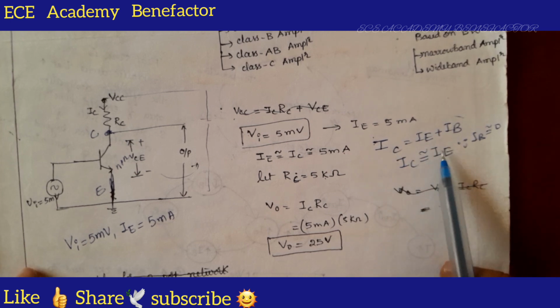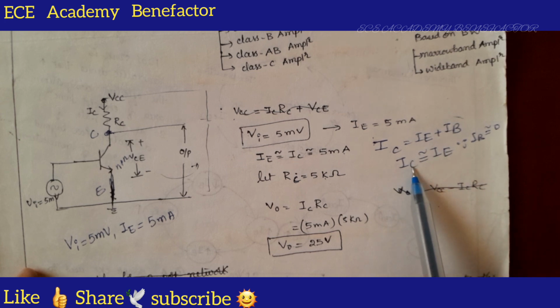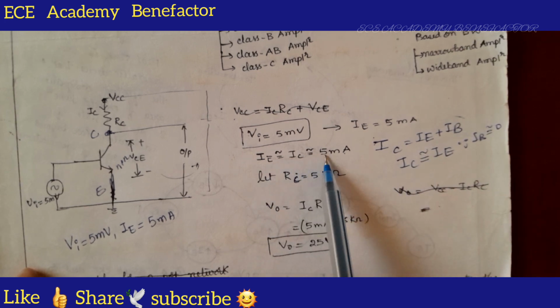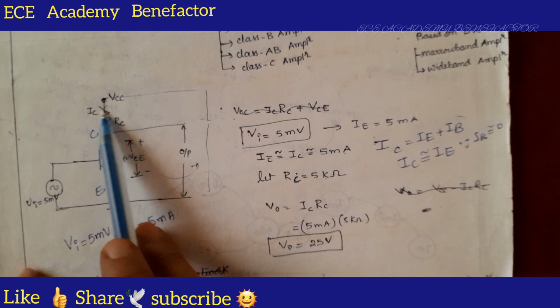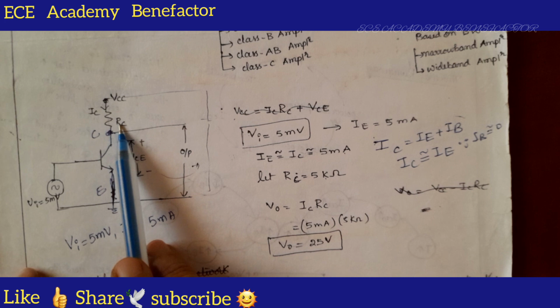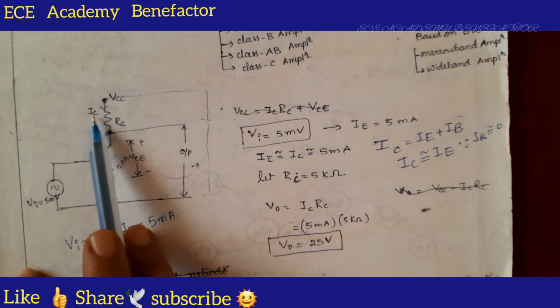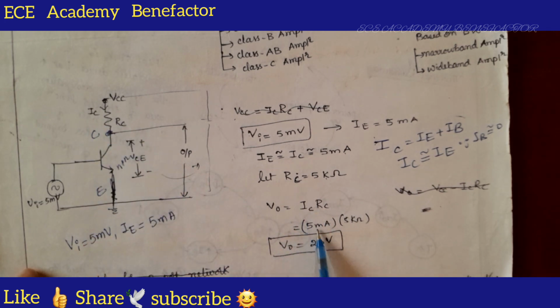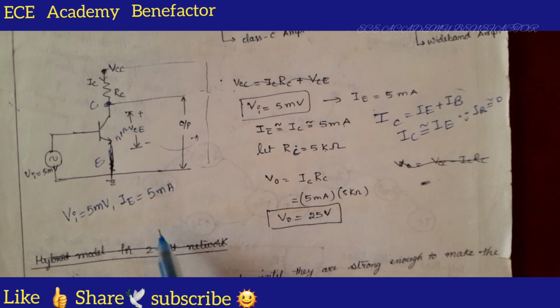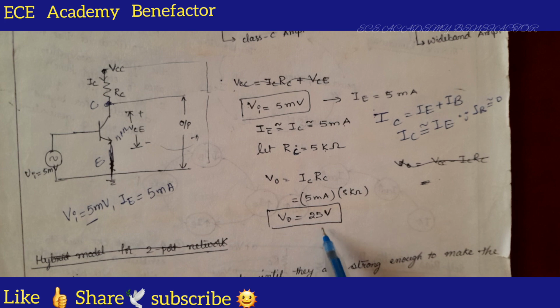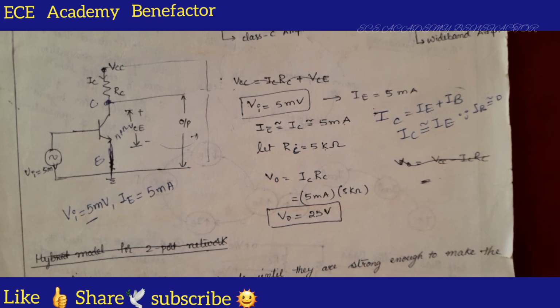IE value is how much? 5 milliamperes. So, IC will be 5 milliamperes and RC is 5 kilo ohms. So, what is the output voltage? I dot R. So, V0 is equal to IC dot RC. IC is 5 milliamperes, RC is 5 kilo ohms. So, 25 volts. So, output is coming how much? 25 volts. Input how much are we given? 5 millivolts. At the output we are getting 25 volts. So, this is how an amplifier works.